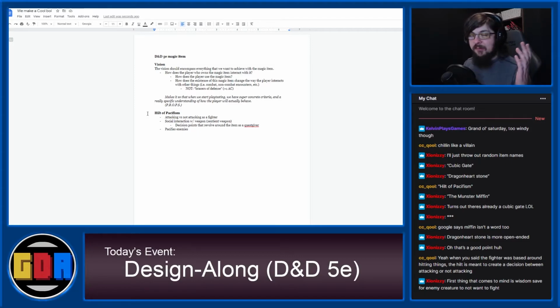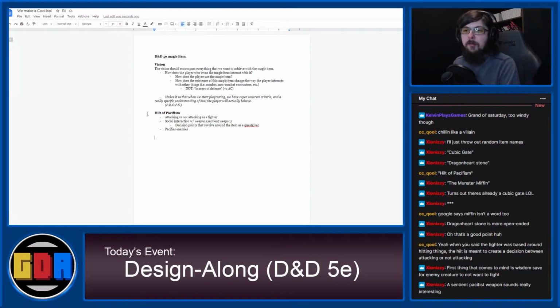Again, these are all just preferences. It really doesn't matter. You've probably heard this idea of the idea versus the execution. We're still in the idea phase, so most of what we do doesn't really matter. We're just coming up with the idea, and we'll start to get on the execution shortly. Sentient pacifist weapon sounds interesting. Okay. What about a sentient pacifist weapon sounds interesting to you?